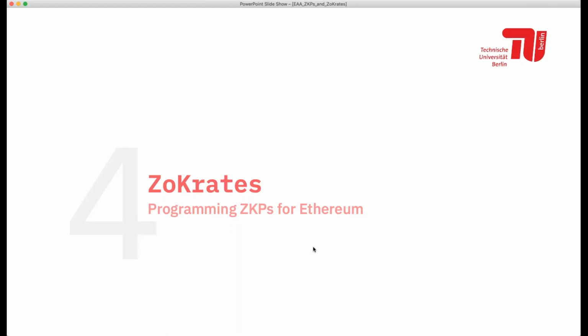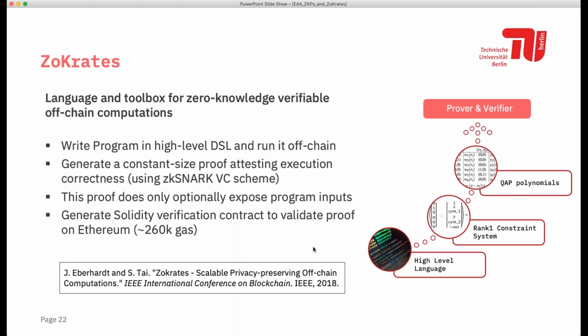Now I want to focus on how we can actually express statements that we want to prove with ZK-SNARKs without being domain experts, without knowing how to define these rank 1 constraint systems or arithmetic circuits that you've seen before. And this is actually a project I started and that is now developed further in an Ethereum Foundation team, and I'm also still working on it in that team and at the university, so we're still trying to improve it and advance it. It's called ZoKrates, and it's basically a language and a toolbox for zero-knowledge verifiable off-chain computations.